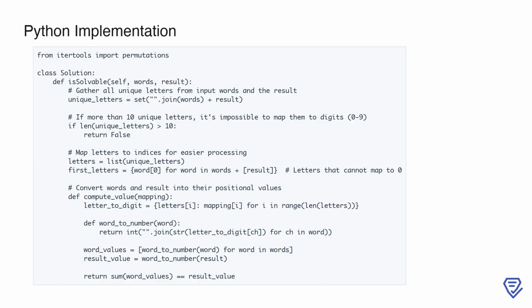Finally, compute_value calculates the numeric values of all the input words and the result, and checks if the sum of the word values equals the value of the result. If it does, the mapping is valid, and we return true.